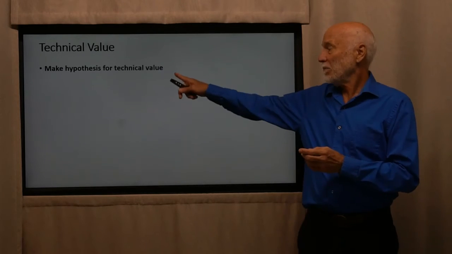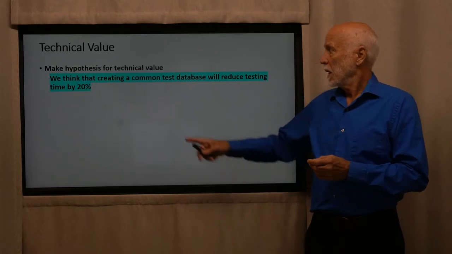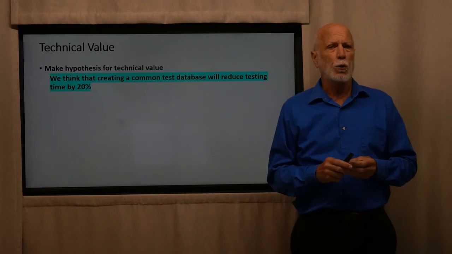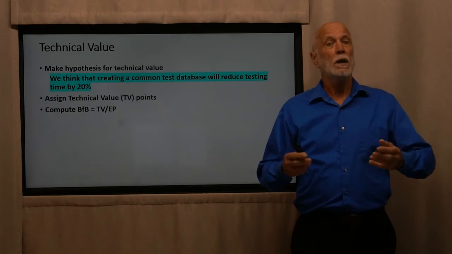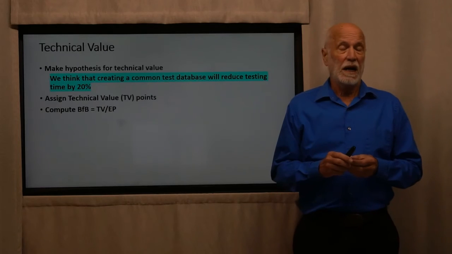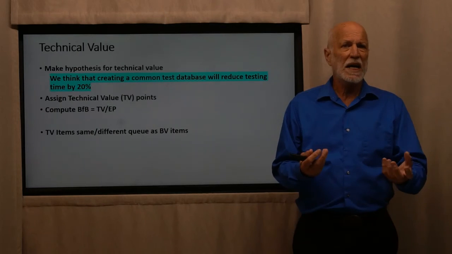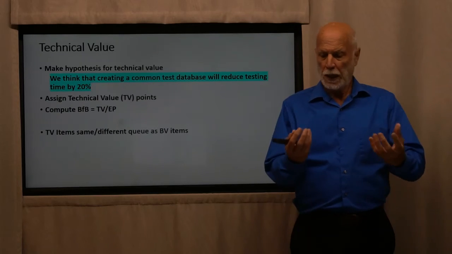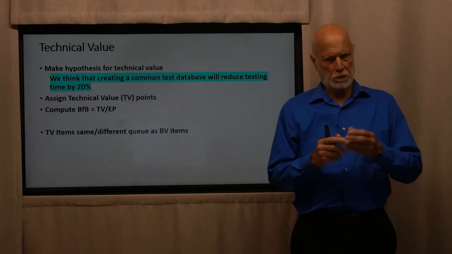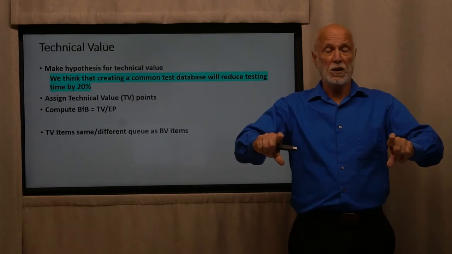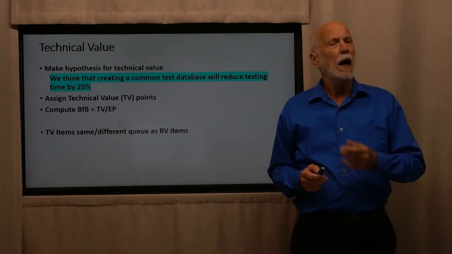So, how do we do technical value? Well, make up hypotheses, just like you did for the business MMFs. We think creating a common test database will reduce testing time by 20%. We assign some technical value points to that. Compute our bang for the buck, which is our technical value, divided by our effort points. And now we have our business value items and our technical value items. You can either include these both and prioritize them on the same queue, trying to make an equivalence between the two, or keep them on two separate queues and simply utilize them to say, what is the next business value or technical value item we should be doing? I leave that up to you.